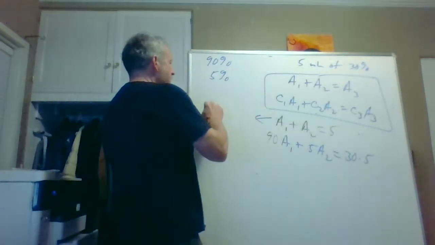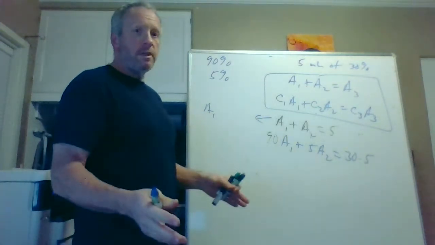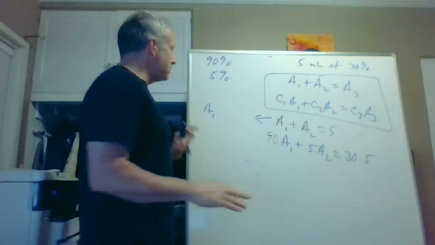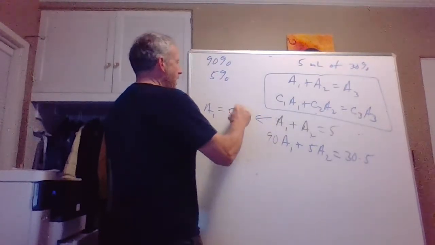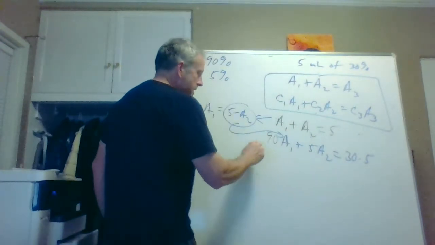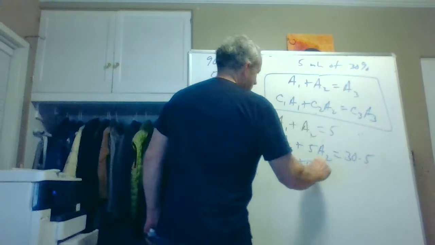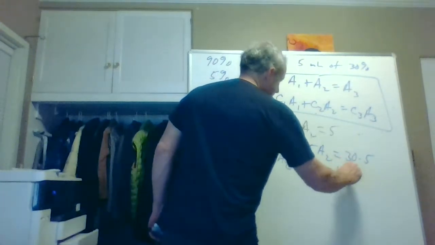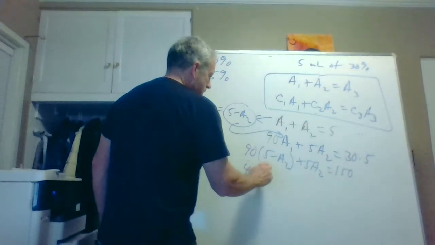So let's solve this for A sub 1. Hey, you don't like A sub 1 and A sub 2, use X and Y, A and B, U and V, alpha and beta, whatever you want to use. It's up to you. But I'll solve the first one for A sub 1, so 5 minus A sub 2. Let's substitute this into A sub 1 in the second one. And again, we're proceeding very mechanically. 30 times 5 is 150. Let's do the distributive rule.